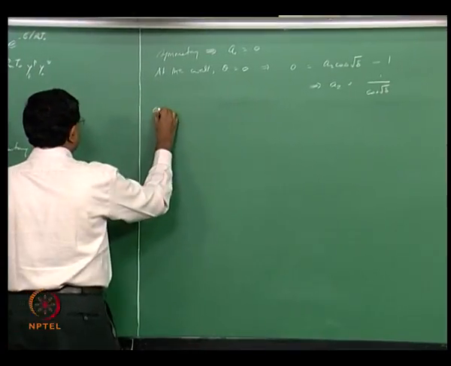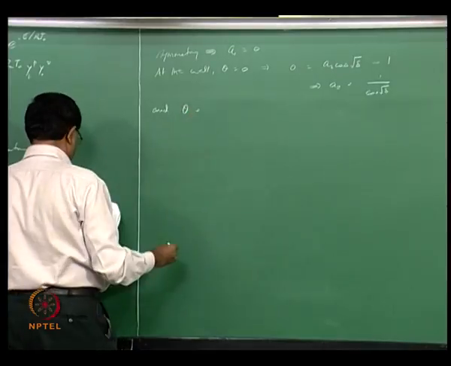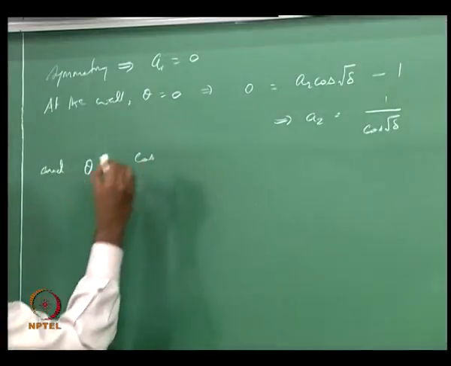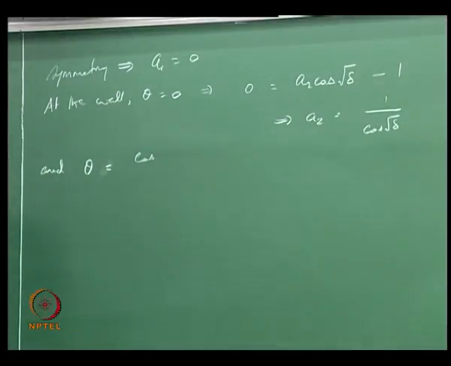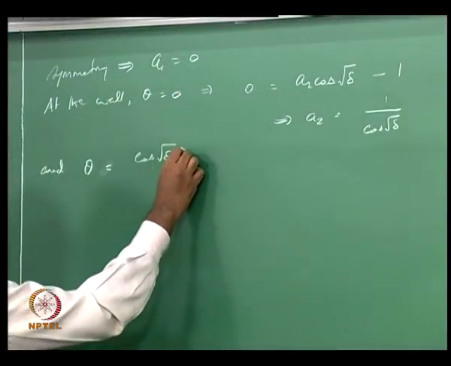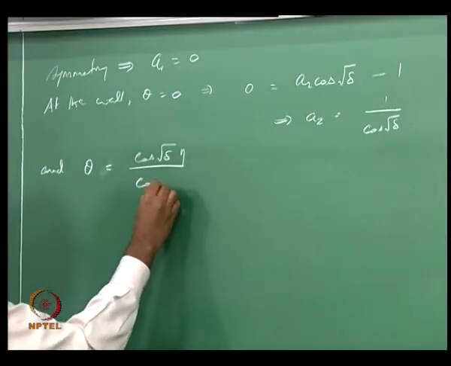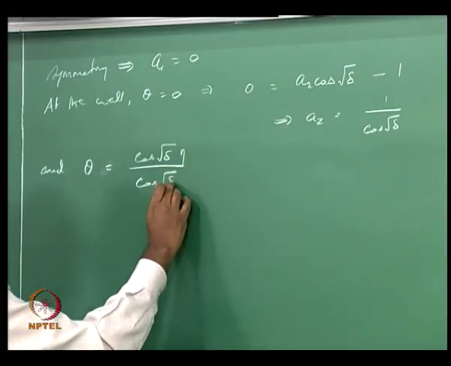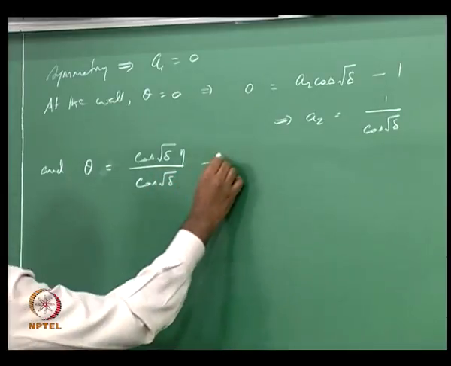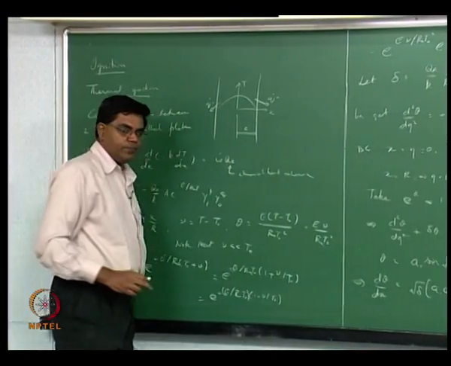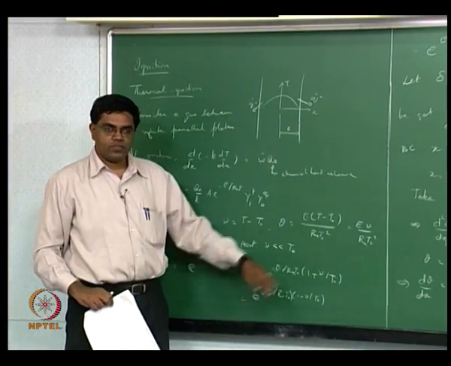and theta now becomes cosine square root delta eta divided by cosine square root delta minus 1, right. So with this, look at what theta is. Theta is T minus T naught times e over this, right.